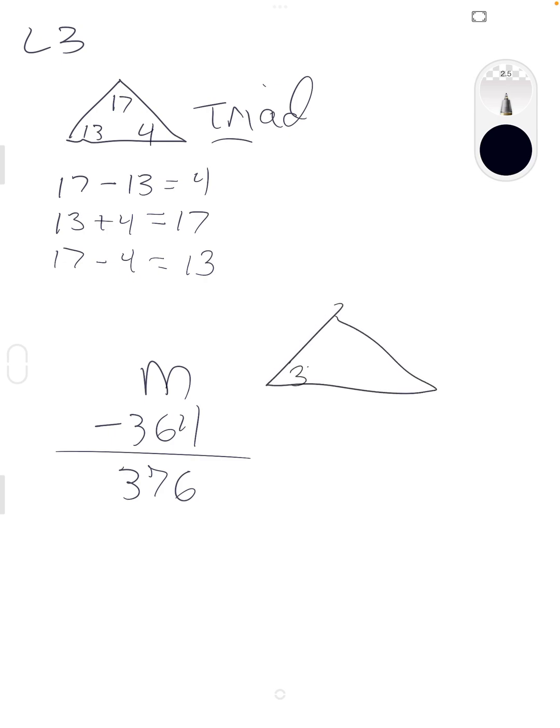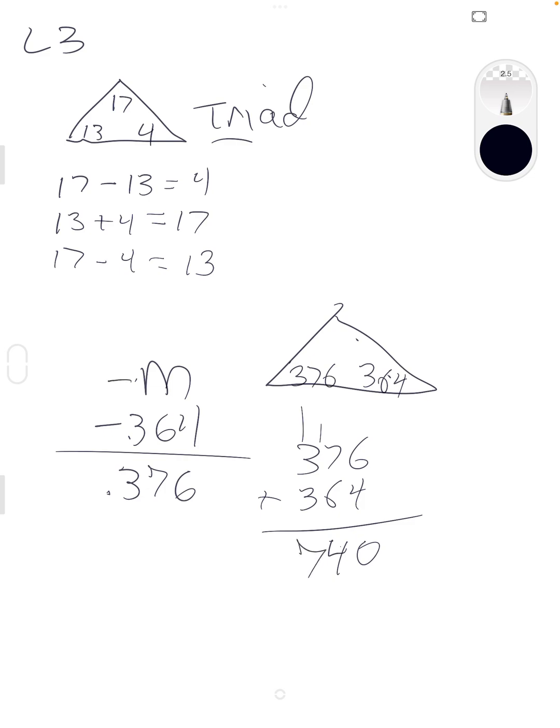You've got a 376, a 364. What is it that's going to make this thing? You're looking at what plus what, or what minus this will give you this. So you're going to have to add those two together. So 376 plus 364: 6 plus 4 is 10, 7 plus 6 is 13, plus 1 is 14, 3 plus 3 is 6, plus 1 is 7. So M is going to be 740.